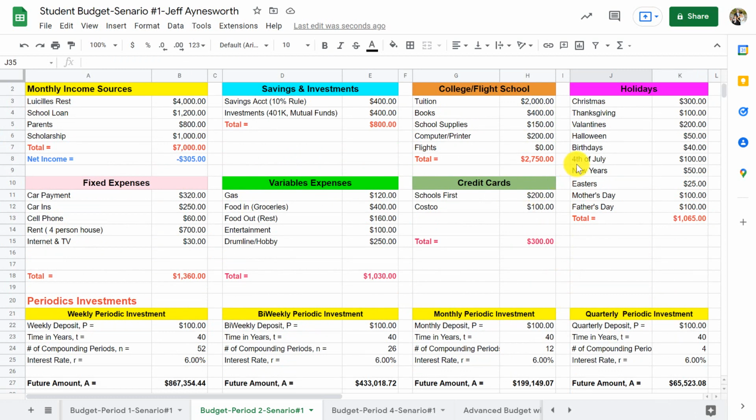Okay, so we have the income sources in the upper left, followed by all the different categories of your expenditures, and at the bottom of the spreadsheet we have 4 different types of investments. First one's weekly, second one bi-weekly, then monthly, then quarterly. Which should show you that the more frequently you deposit money into your investment, whether it's a 401k or a mutual fund or whatever, the more money you're going to have when you retire in roughly 4 years.